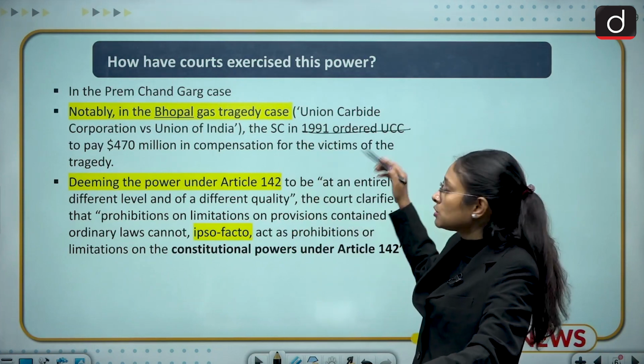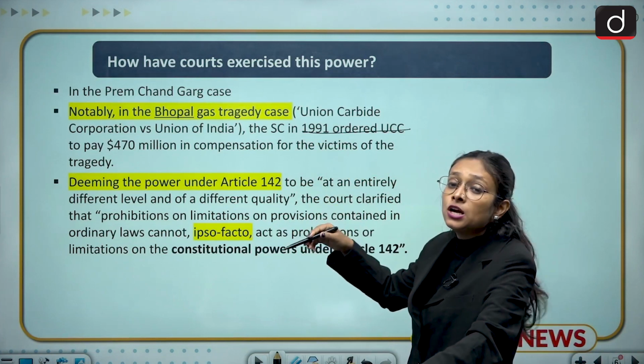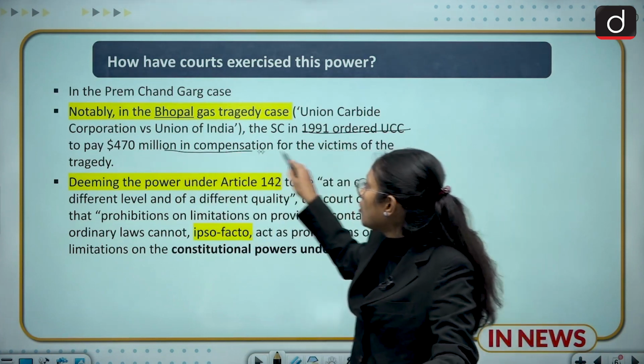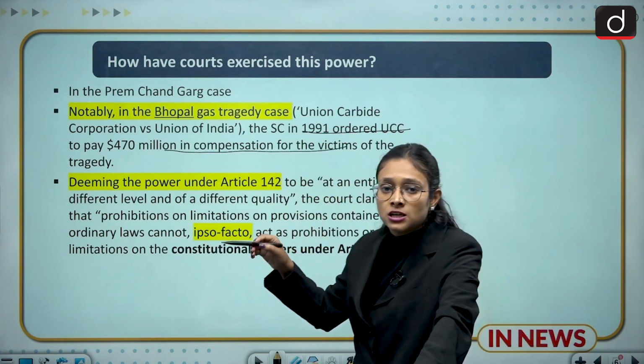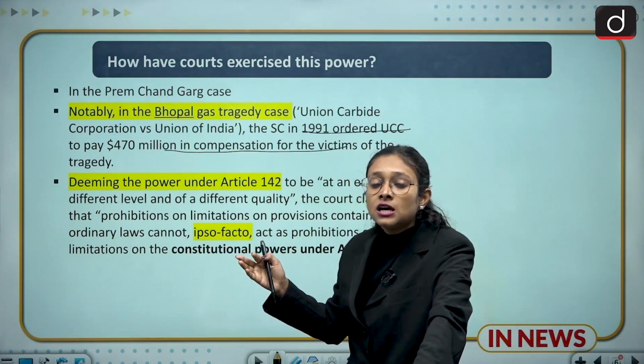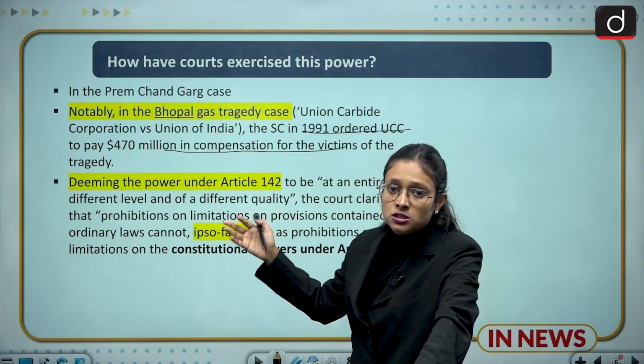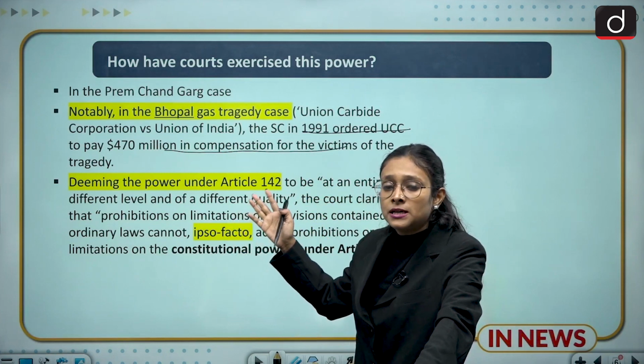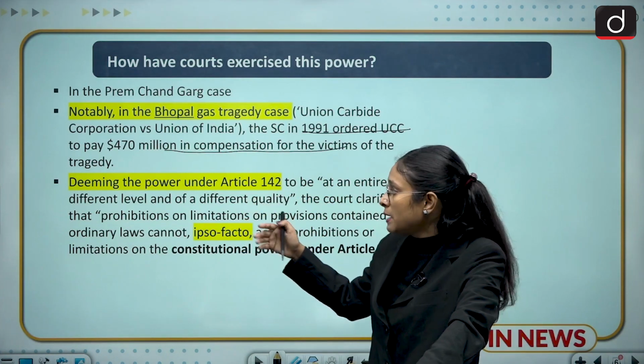Then we have also seen the Bhopal gas tragedy case, in which the court decided in 1991 that $470 million be paid in compensation to the victims of the tragedy. If the court could not intervene, the victims would not have been given justice. So in that case, it became mandatory for the court to intervene in this matter.